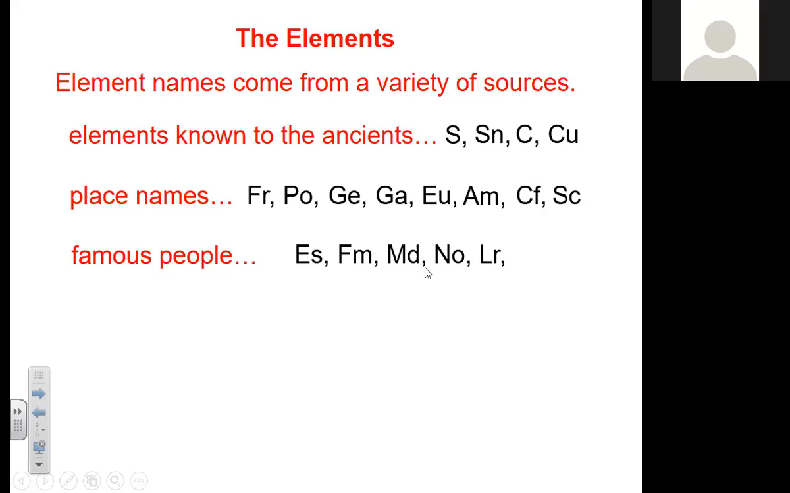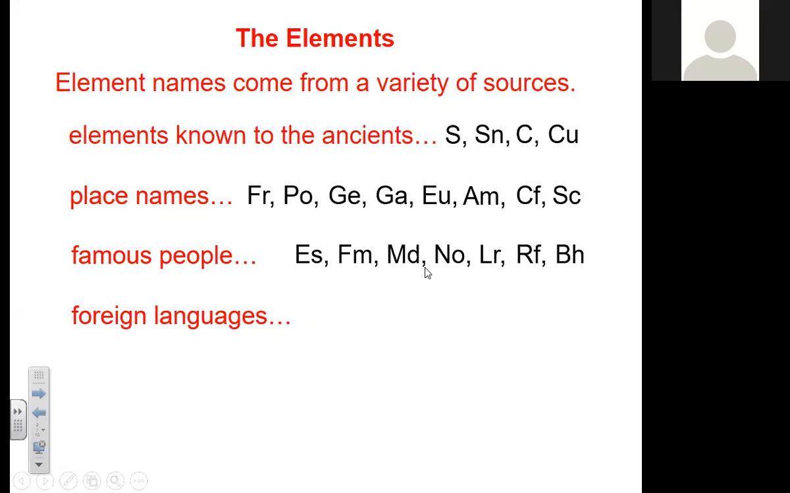Lawrencium for a scientist named Lawrence. There's a scientist we talked about. Yep, he was on the jam board. Ernest Rutherford, rutherfordium. That guy was on the jam board too. Niels Bohr, bohrium. All right.